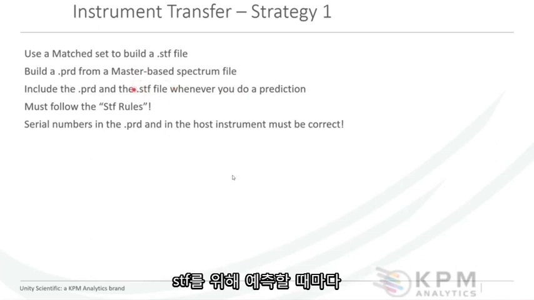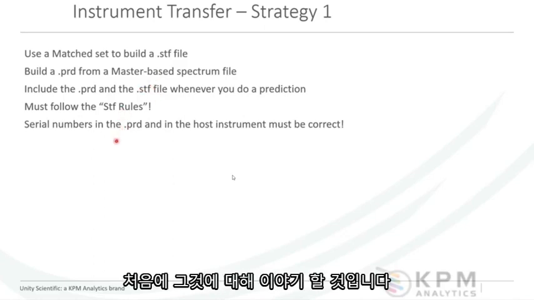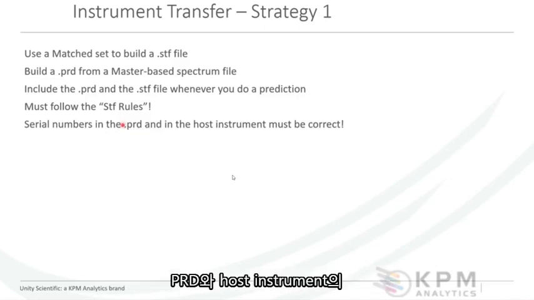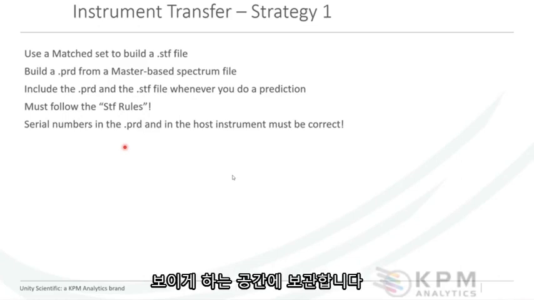So the STF, for example, can be input into UScan in the calibration method. Okay. Need to make sure that the serial numbers match. We'll talk about that in the beginning. But in this case, the serial numbers in the PRD and the host instrument will reflect what that master instrument is, what our target is. Okay. So basically, we're keeping our models in the master instrument space to look like the master instrument.